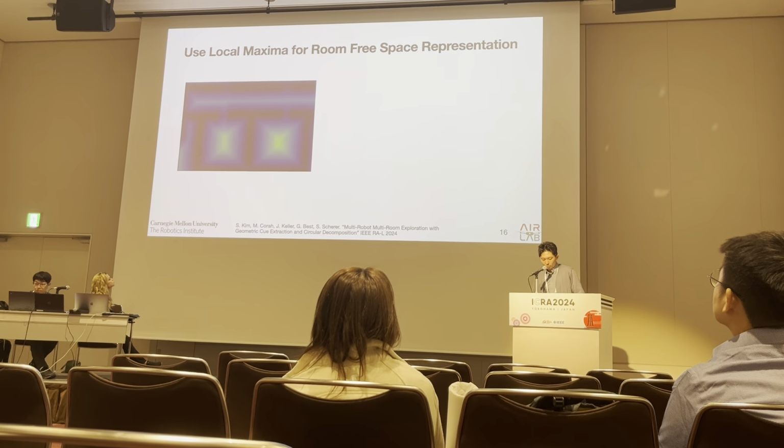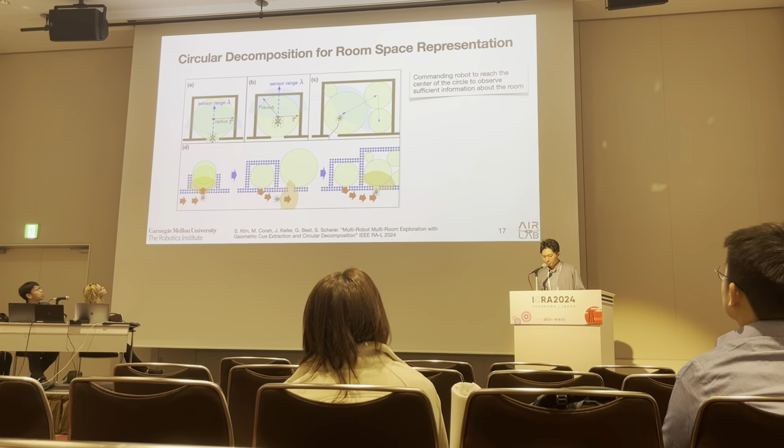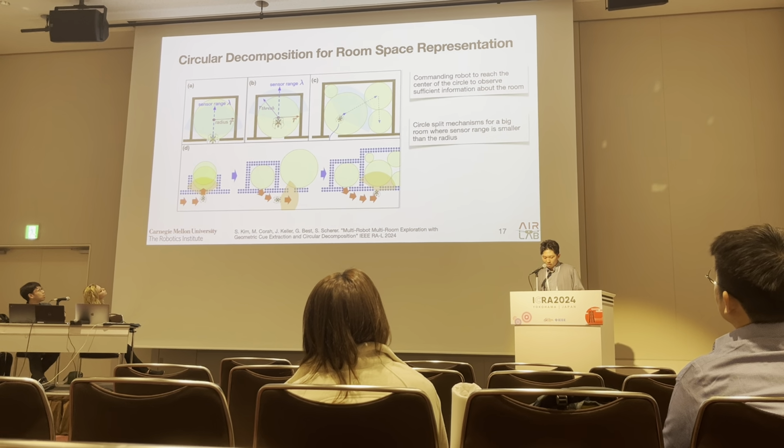Next, we can also use the local maxima from the distance transform to represent the room's free space, because we can get the local maxima and the distance to the closest occupied cell. By setting the local maxima and the distance as the center and the radius of circles, we can generate a set of circles. The rationale behind using circular decomposition is that we can command the robot to reach the center of the circle to observe sufficient information about the room. Also, in the case of larger rooms, there is a circle split mechanism, and the circle sets are dynamically updated. Another rationale is that it is very easy and efficient to keep track of which circles have been reached by which robots.